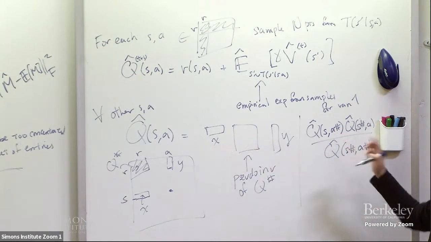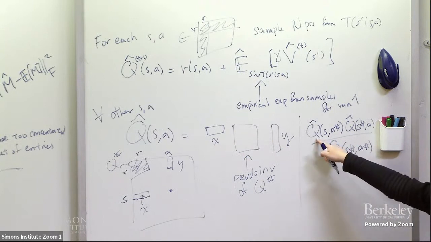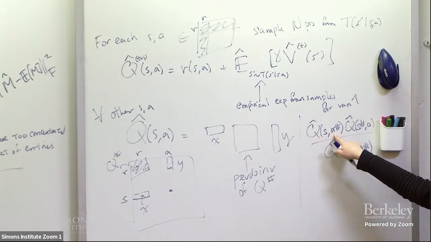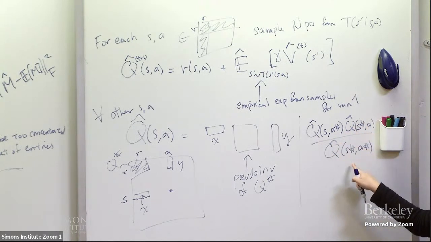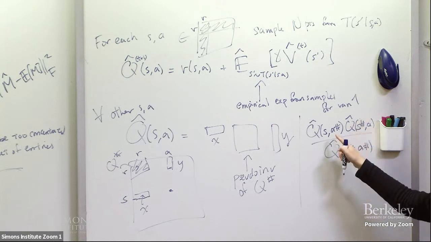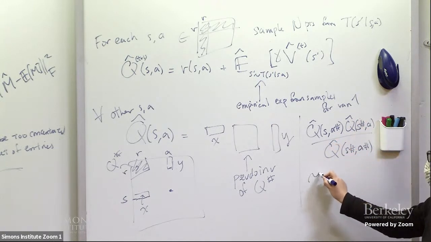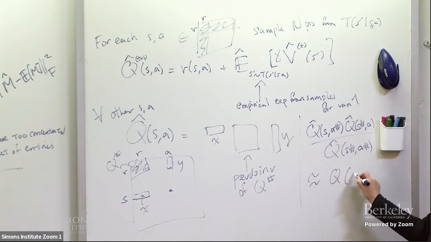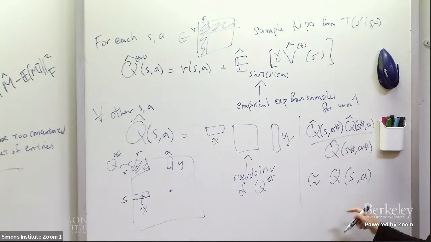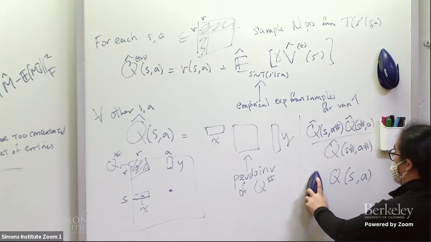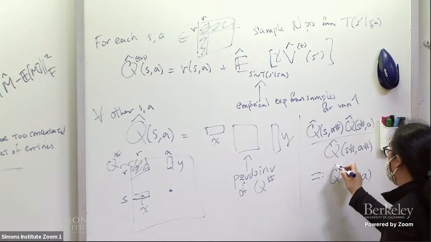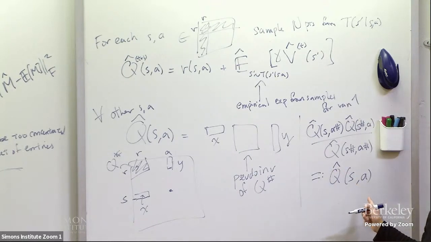And you can see that if it's rank 1, this would have the latent factor for S times the latent factor for A sharp, times the latent factor for S sharp and the latent factor for A. And the bottom is the latent factor of S sharp times the latent factor of A sharp. So these two cancel out. And the hope is that this approximately be what you want to estimate. So you set this thing to be your estimate for Q at S A.